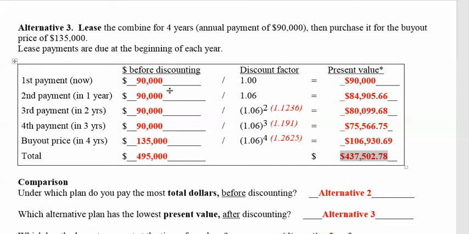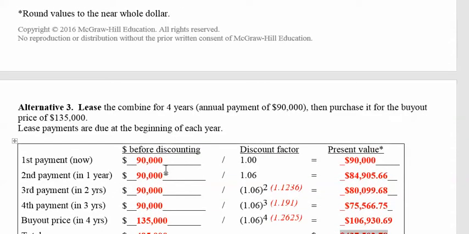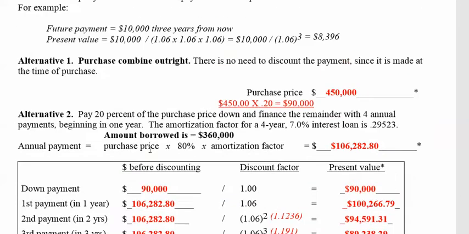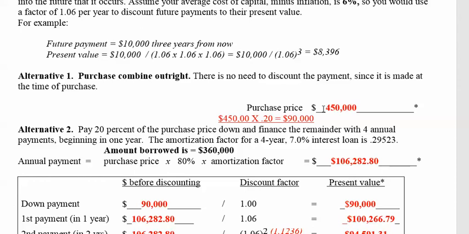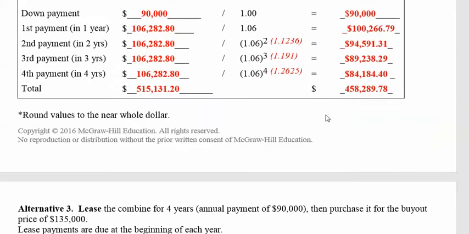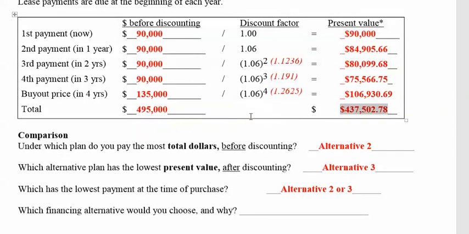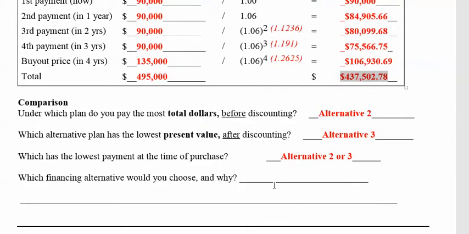We get to use our own money. We only have to put $90,000 up front. Our annual payment's only $90,000, which is less than the amortization. We don't have to pony up the $450,000 up front, so that's nice. The only downfall is we do have a larger $135,000 payment in the end. But if it was me, it would be alternative 3, but you go ahead and choose whichever one you want. That is certainly your business.